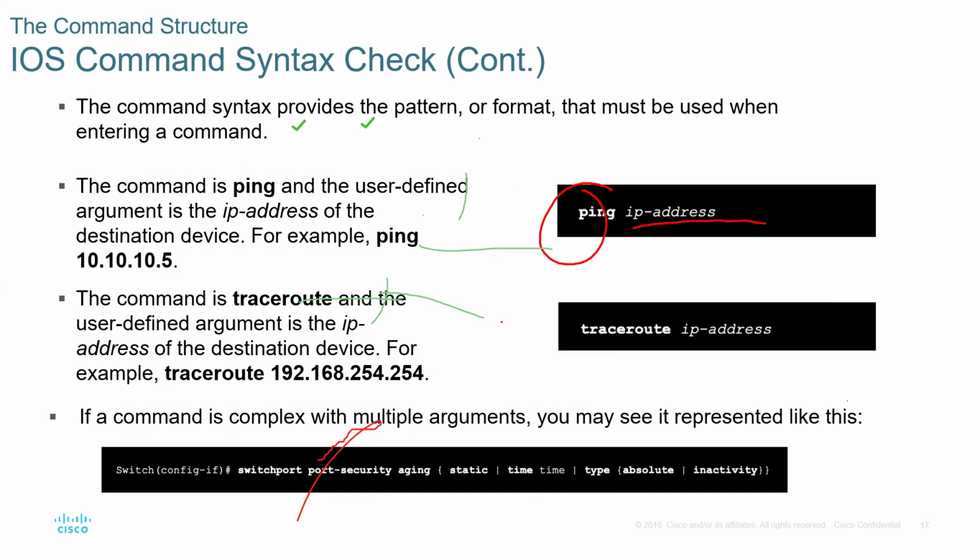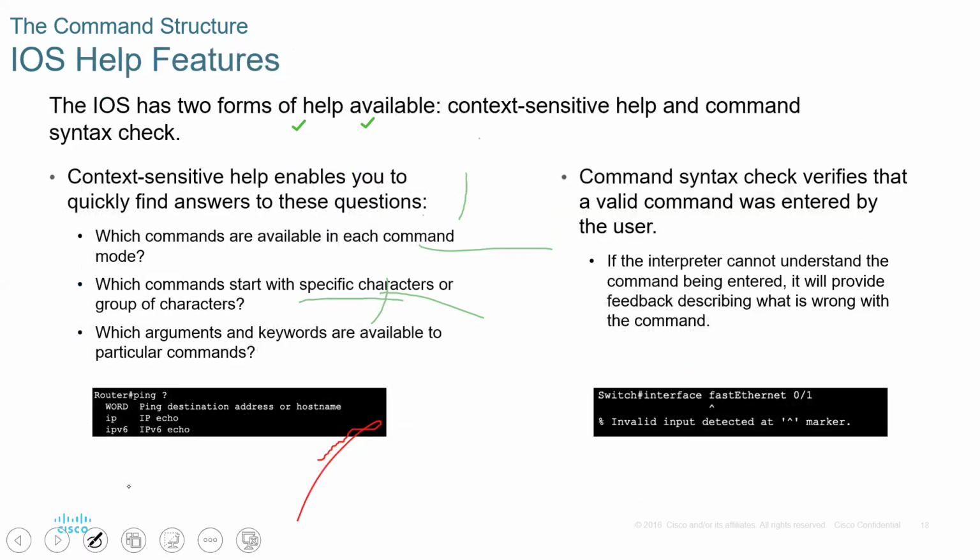Or if you want to use the command traceroute, then you enter the address. But what is the structure or the syntax for the command? Look at it here. You can just type the question mark and it's going to bring it up.